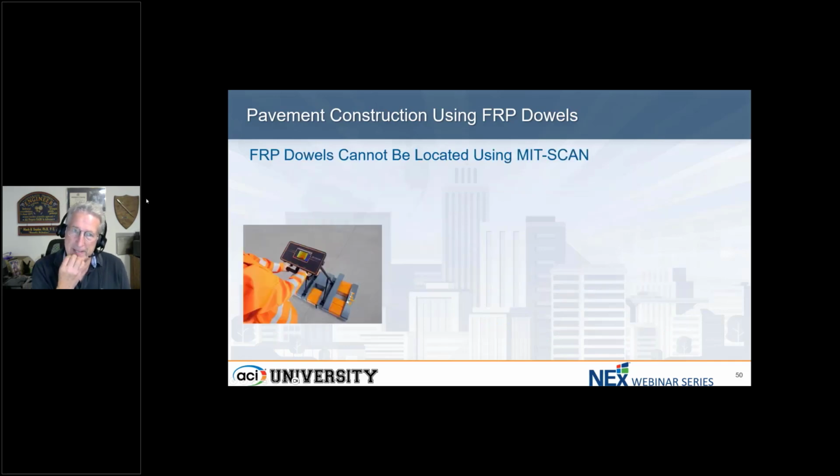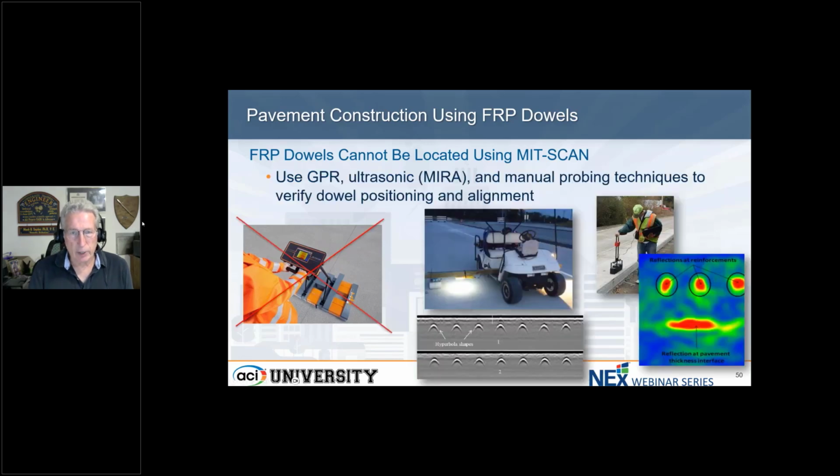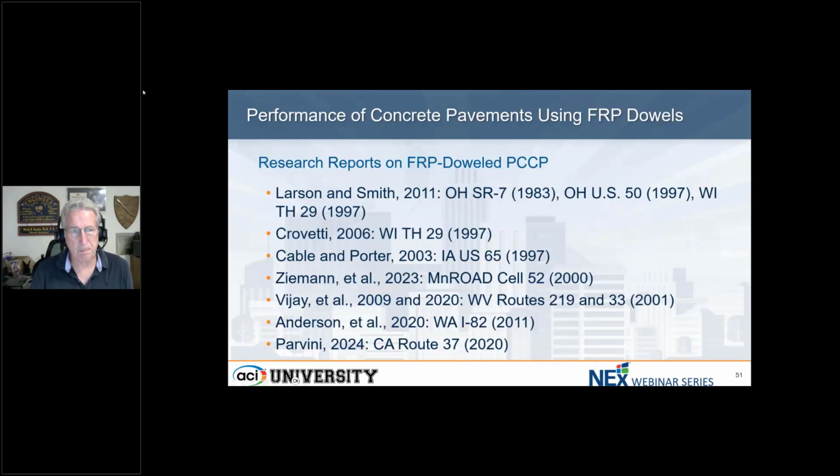I think our last one here is you can't see them with magnetic locators, okay? If you've got an MIT scan device, you cannot see these bars. You've got to go to other devices. You've got to use ground penetrating radar or ultrasonics like the MIRA device, or you can use manual probing techniques to verify the positions of the bars.